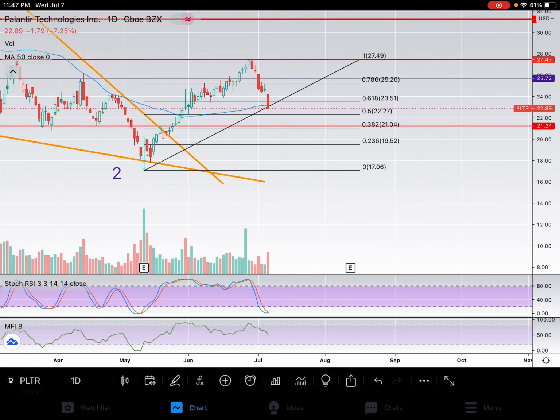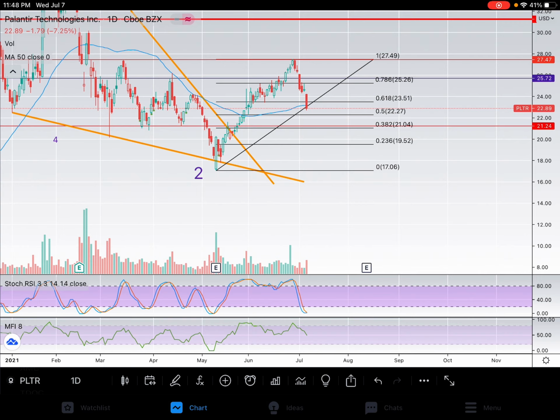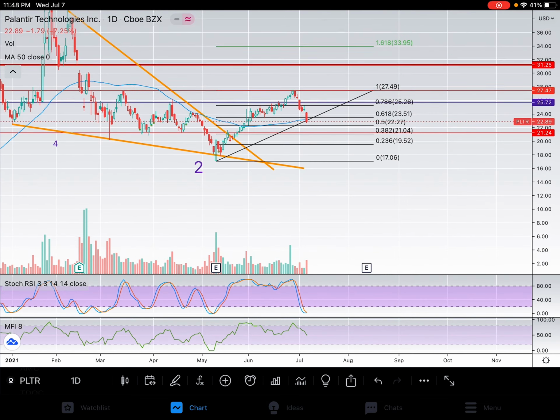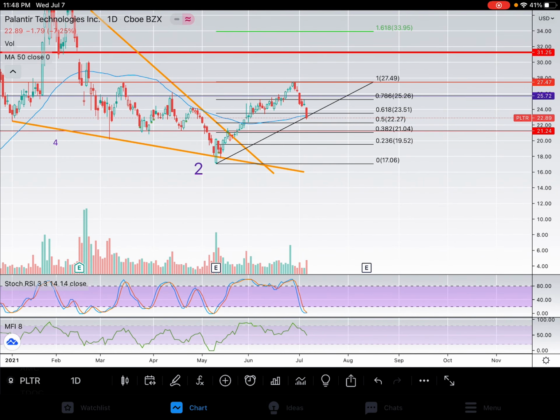So I think whatever low it makes this week will be the A. It'll bounce up, it'll be a B, and then drop down to 21 for the C, and then we'll be off to the races to our wave 3 target, 33.95.